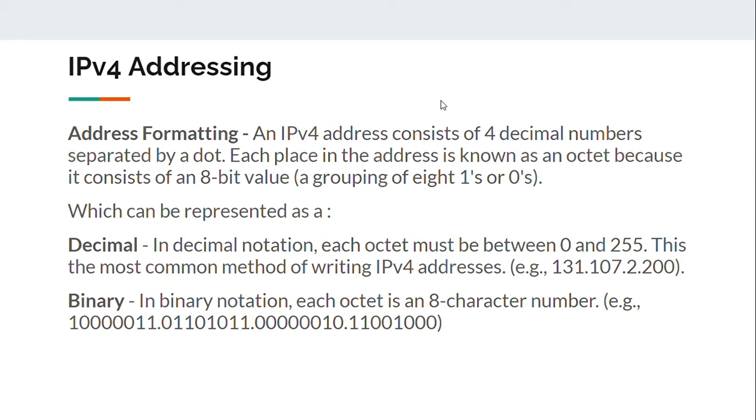An IPv4 address consists of 4 decimal numbers separated by a dot. Each place in the address is known as an octet because it consists of an 8-bit value, which can be represented in decimal notation or binary notation.